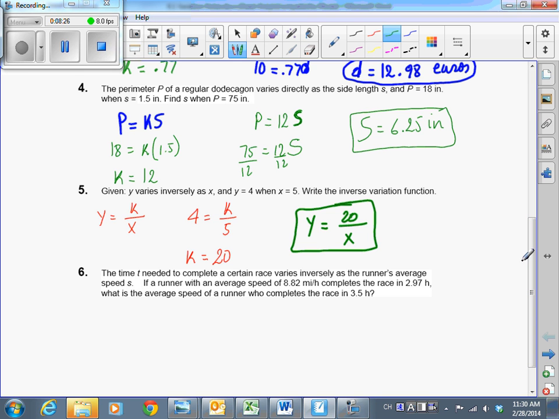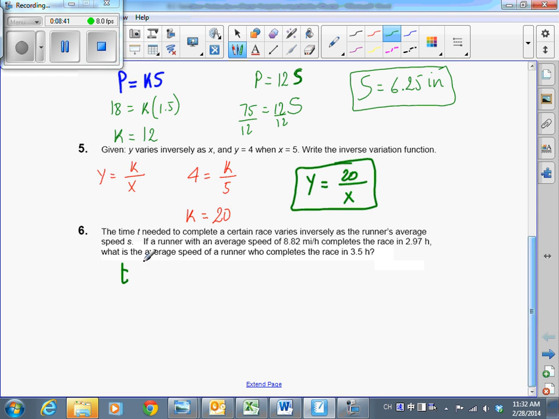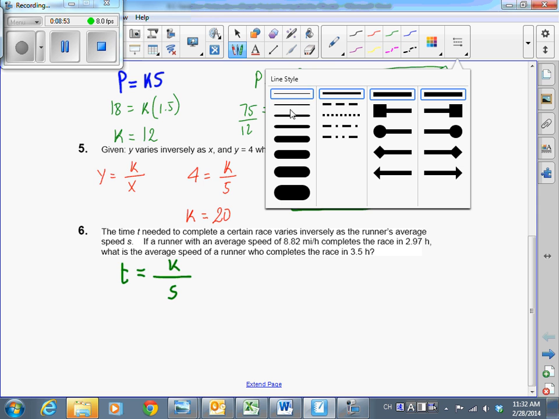Still easy, right? Now, the time t needed to complete a certain race varies inversely as the runner's average speed s. So the time t varies inversely as the speed s. And the next one says if the runner does what? With an average speed of 8.82 miles per hour.